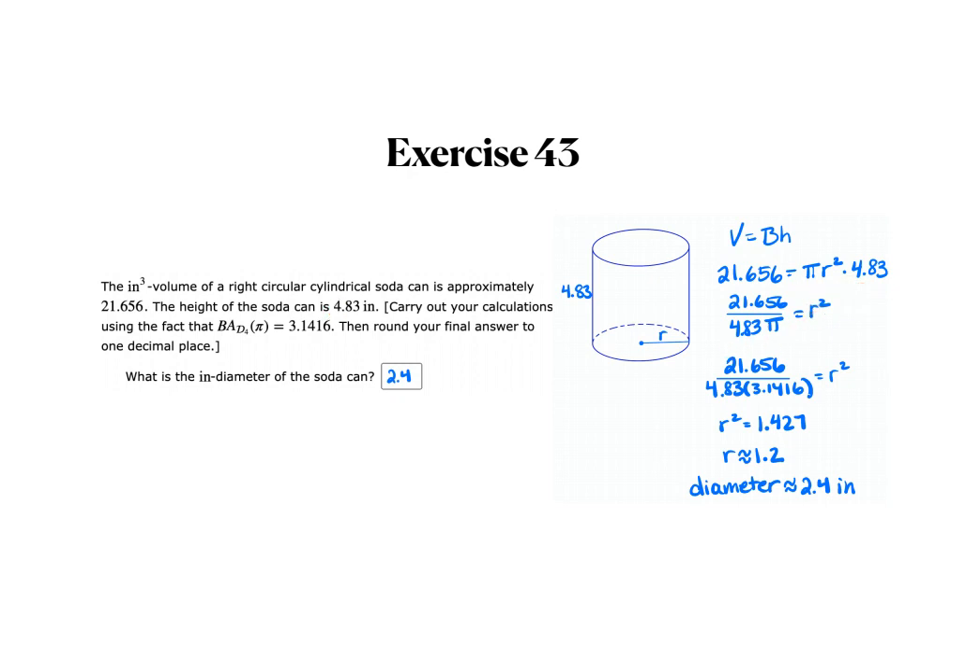I divide both sides by 4.83 pi, and then I used their decimal approximation for pi, and I found r squared was equal to 1.427. I took the square root, and I found that my radius was 1.2, and when I multiply by 2, I get my diameter, 2.4.